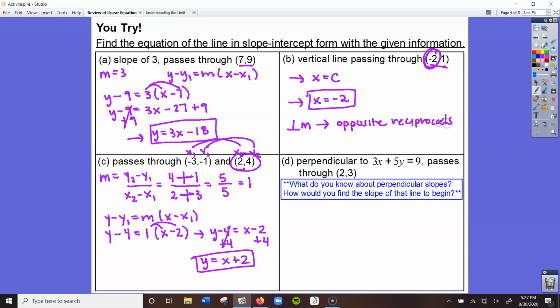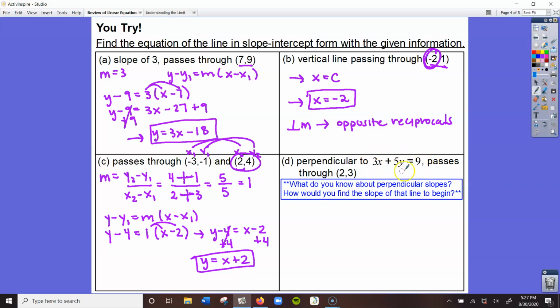So let's say, for example, a slope is 2. The perpendicular slope would be -1/2. So you always flip it and you change the sign. So if I want to find the perpendicular slope, I need to first figure out what is the slope of 3x plus 5y is equal to 9.